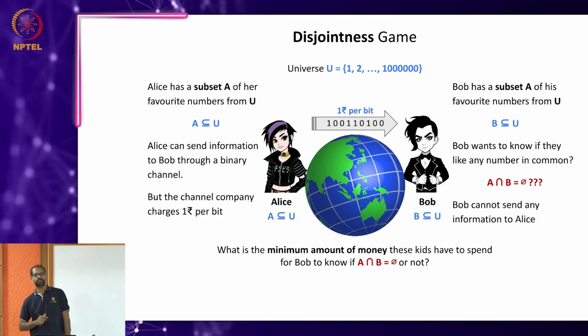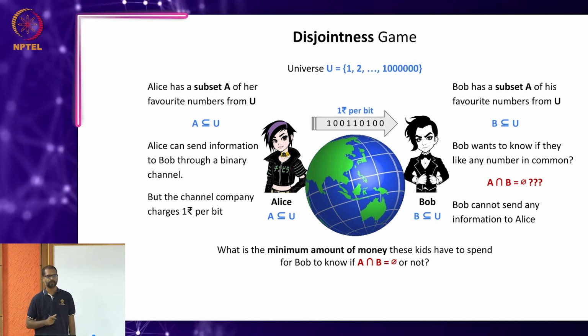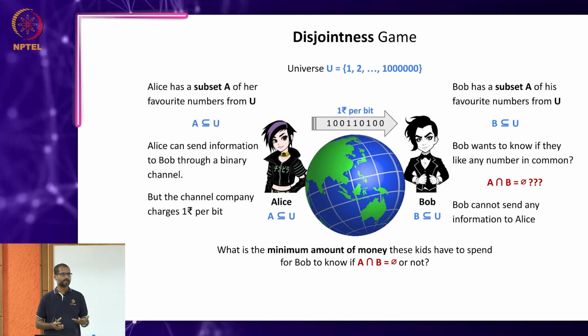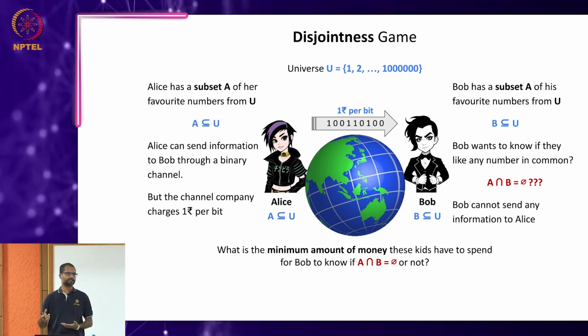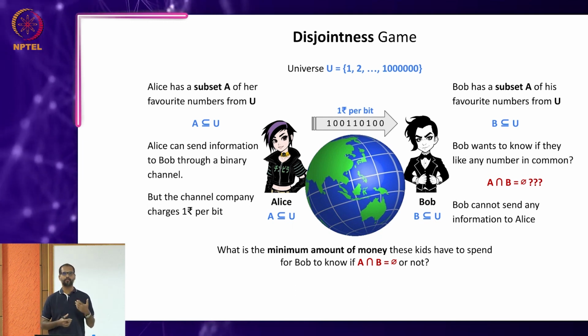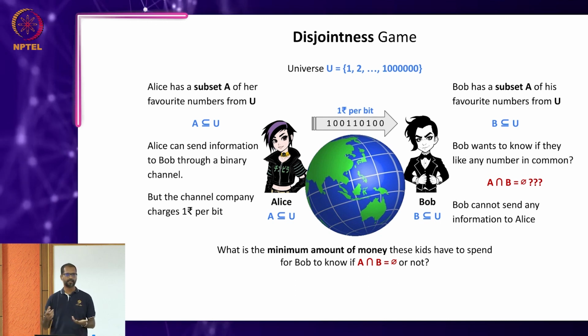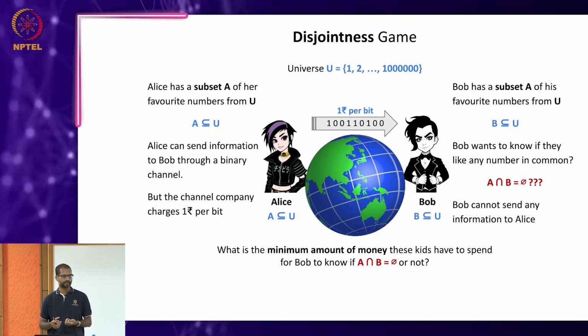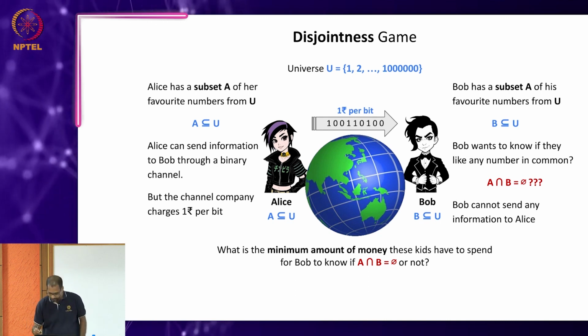Okay, this is called the disjointness game. The locations of Alice and Bob haven't changed. They are on opposite sides of the globe. The cost of sending bits through the channel hasn't changed. Everything remains the same. What is different is this part.